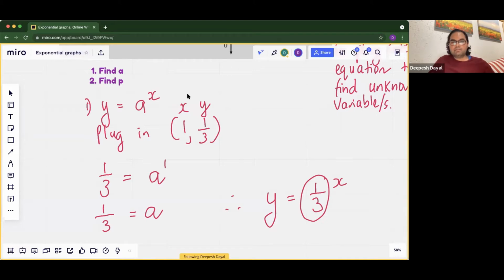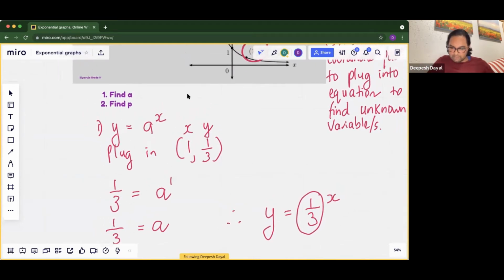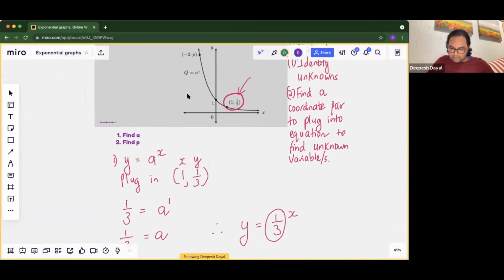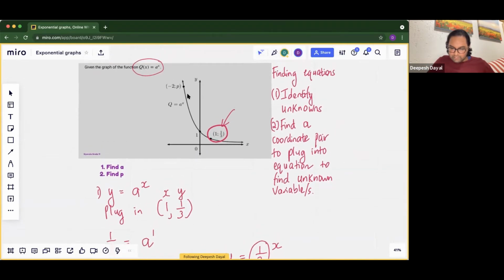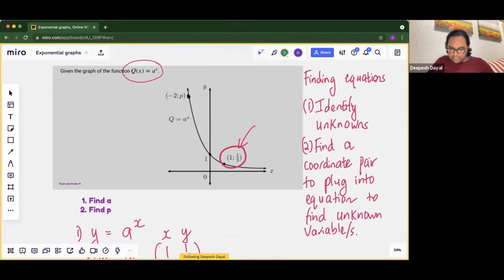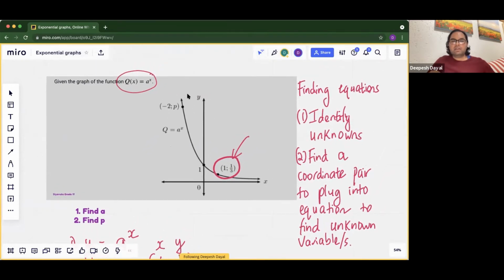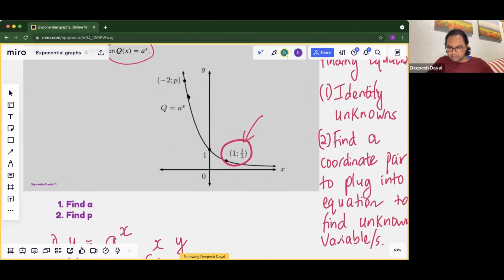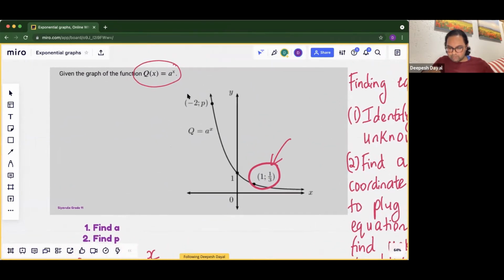Finding A? Nope. Okay, let's go back to the question. It says, find A. So we've got A, right? Now it wants us to find P. So what point or coordinate are we going to use to find P? You can just type in the chat or unmute and let me know what coordinate pair we are going to use to find P.